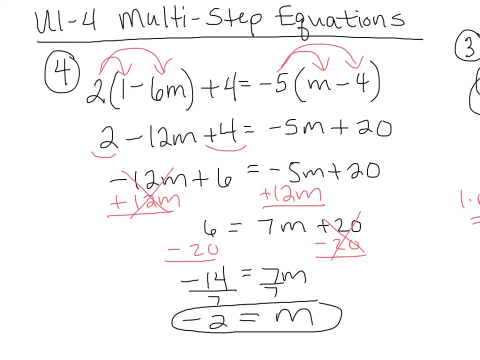All right, so here's the worked out answer. I'm getting m equals -2. So go ahead and check your work if you're not quite getting -2, and this would be a good time to ask some questions. And that's your video on multi-step equations.